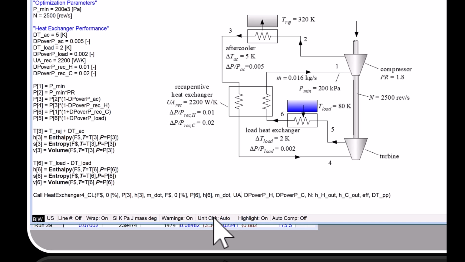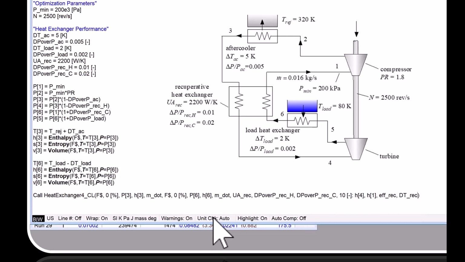This is the UA of the recuperator, which I call UA recuperator. This is dP over P of the recuperator on the hot side, and this is dP over P of the recuperator on the cold side, and this N is the number of sub heat exchangers to use. So I could play with this. I'm just going to use 10 to begin with, and what this will predict for me is HH out, which I think is H4. This is what's going into the turbine, and HC out, so this is H1, that's going into the compressor. If I want to know the recuperator effectiveness, I can get that. And if I want to know the approach temperature difference, I can get that as well.